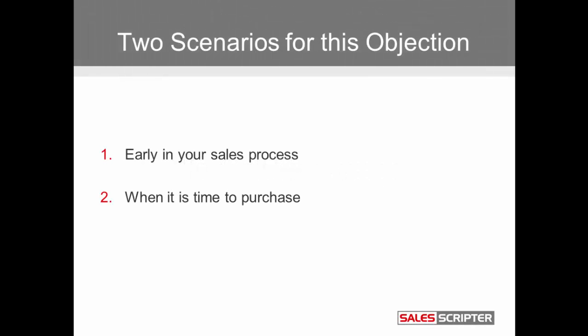A sales objection that you're going to run into a lot is when the prospect says, "We don't have budget." And here are some responses that can help you to deal with that. First, this objection can come up at two different points in the process, and there are different ways to deal with it depending on where you are.